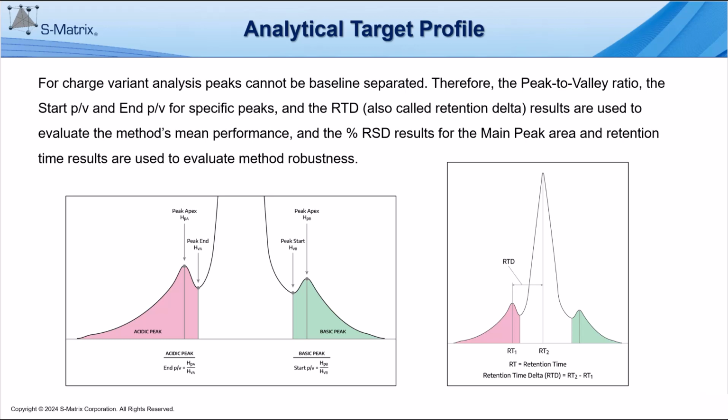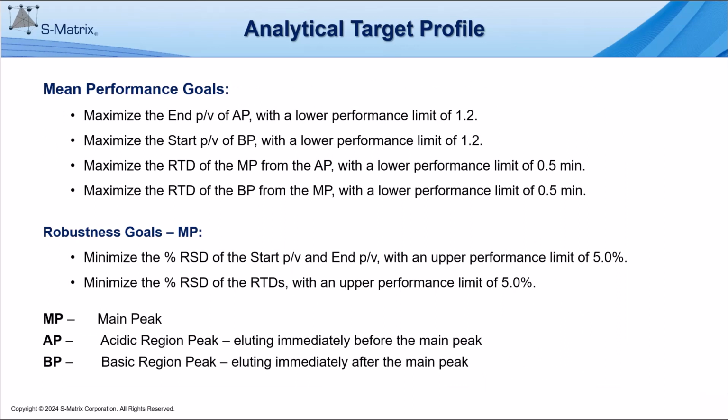We will model and set combined PV ratio and RTD goals for the critical peaks to achieve optimum mean performance and robustness in the final method. This slide presents the combined peak-to-valley ratio and retention time difference method development goals for the critical peaks. Achieving these goals will support the ultimate use precision and accuracy goals for quantitation specified in the analytical target profile.